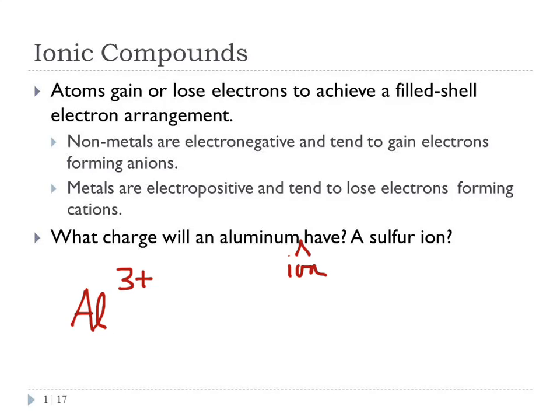What about sulfur? Negative 2. Sulfur has 6 valence electrons. 1, 2, 3, 4, 5, 6. It wants to get to 8. Now, it could lose all 6 of those, but nonmetals don't lose their electrons. They get extra electrons, okay? So if it gained 2 electrons, it would have a full shell, and that will give it a charge of negative 2.